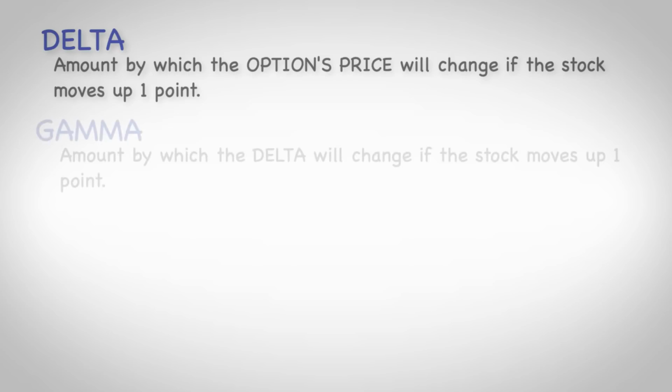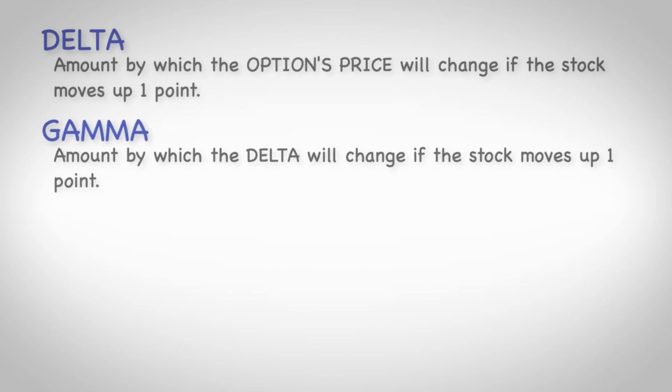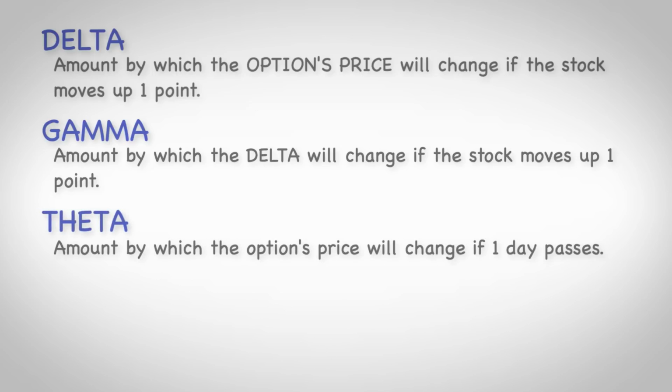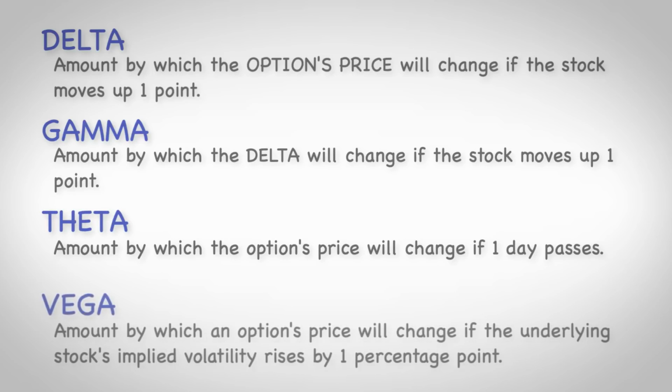Delta is the amount by which an option's price will change if the underlying stock price rises by 1 point. Gamma is the amount by which an option's delta will change if the underlying stock price rises by 1 point. Theta is the amount by which an option's price will change if 1 day passes. And Vega is the amount by which the option's price will change if the underlying stock's implied volatility rises by 1 percentage point. We talked about how each of these Greeks will give you an idea of what an option's price will do as each day passes and the underlying stock's price and implied volatility move around.